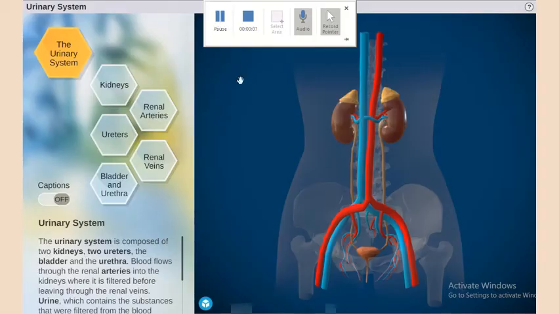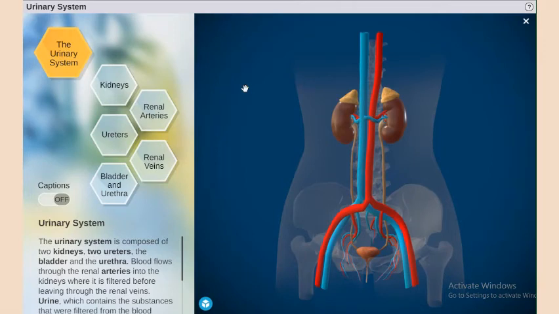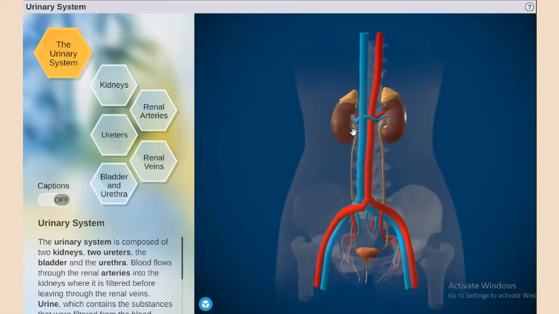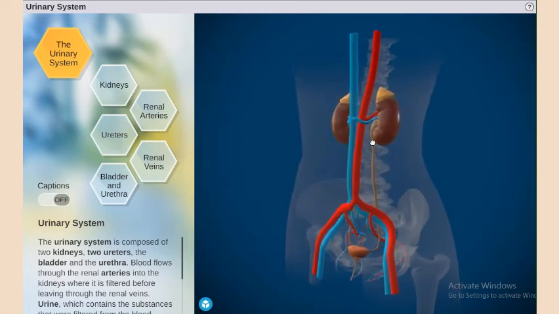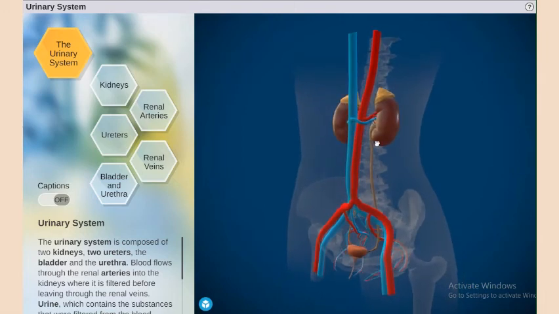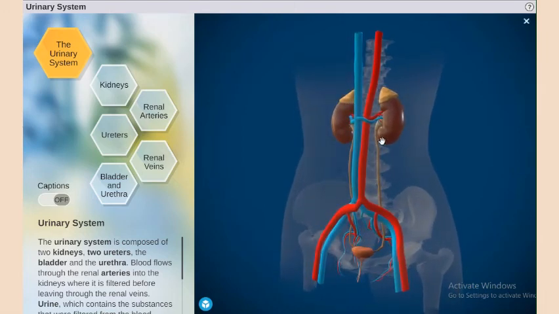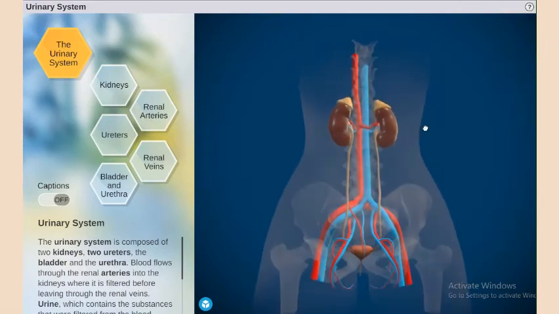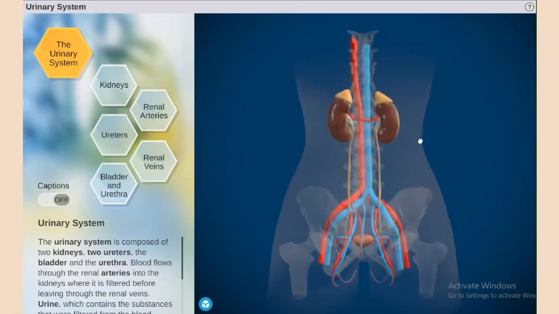Here is a 3D model of our urinary system. This system consists of two kidneys. Again, the kidneys are bean-shaped organs, each about the size of a fist. They are located near the middle of the back, one on each side of the backbone. Look at the backbone. So we have a kidney, one on each side of the backbone.